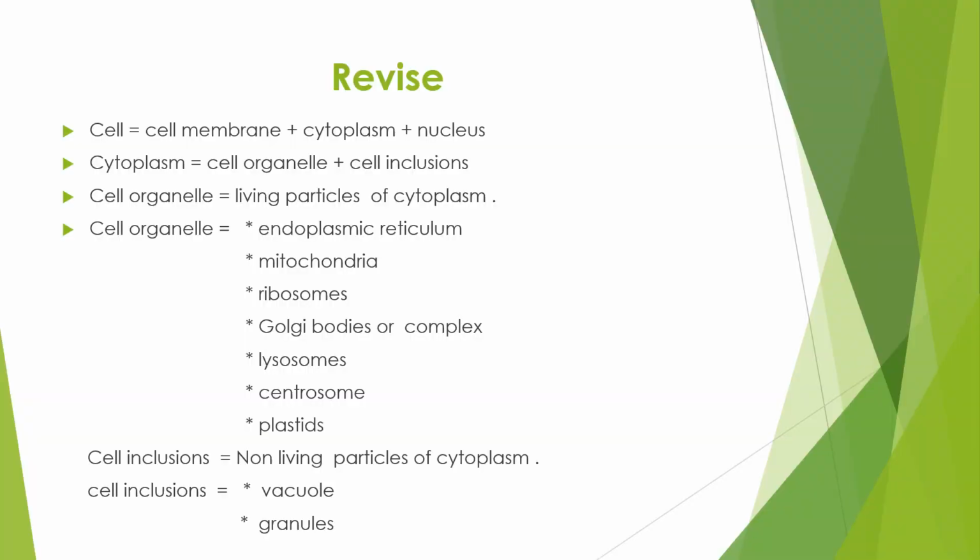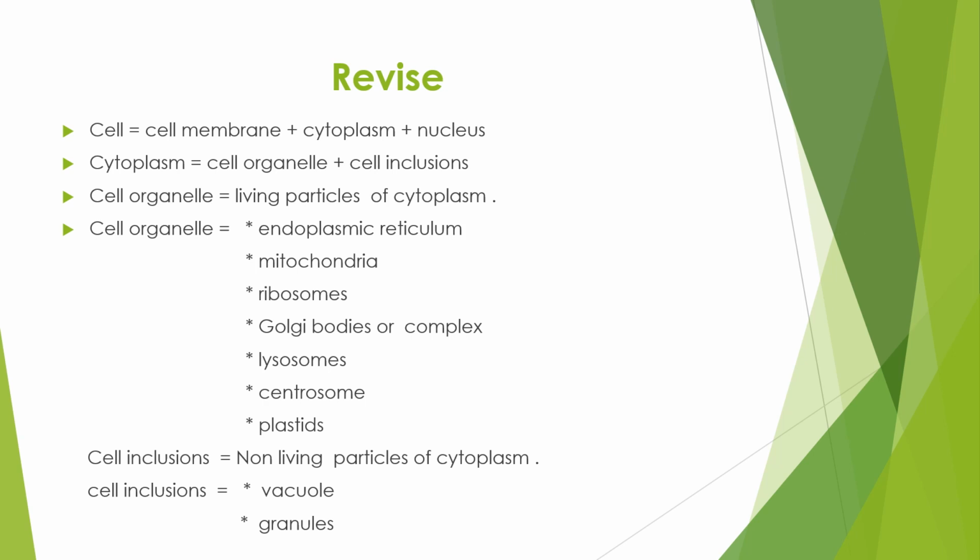First we will revise whatever we have learned earlier. A typical cell has three main parts. This we have already done in our previous lectures. A typical cell has three main parts: the cell membrane, cytoplasm and the nucleus.